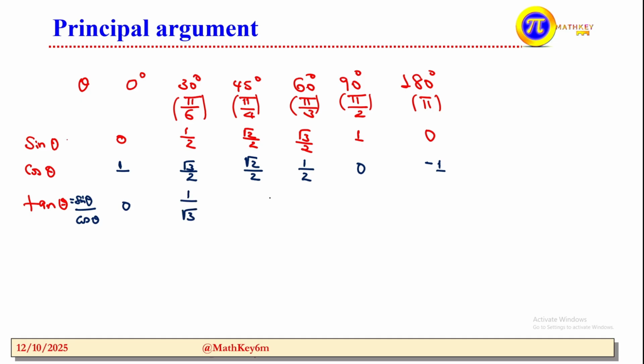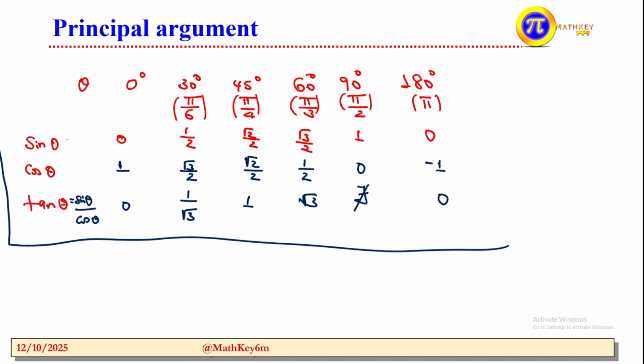Similarly, root 2 over 2 divided by root 2 over 2 is 1. Root 3 over 2 divided by a half is root 3. And 1 divided by 0 is undefined. And 0 divided by negative 1 is 0. So you have to consider these common trigonometric values.